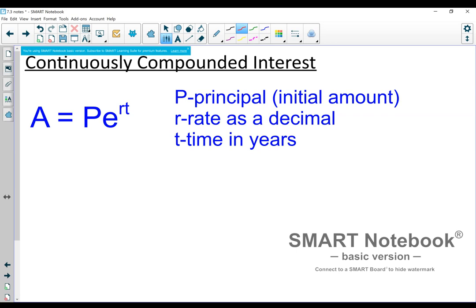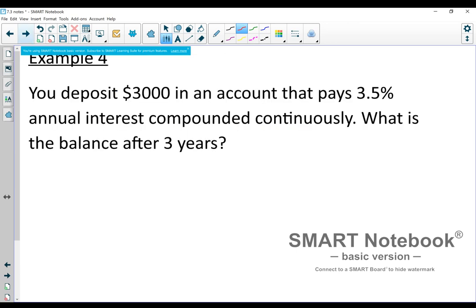So this is the formula we're going to use. P is our principal or our initial amount. R is our rate as a decimal. And T is our time in years. And A would be that amount of money we have after those years. So now we're going to practice using this.